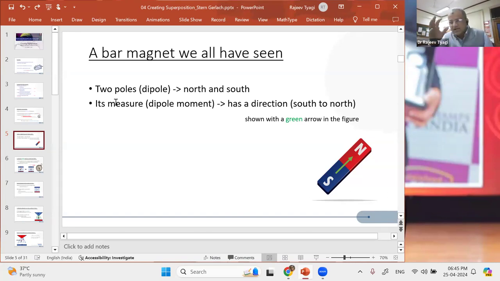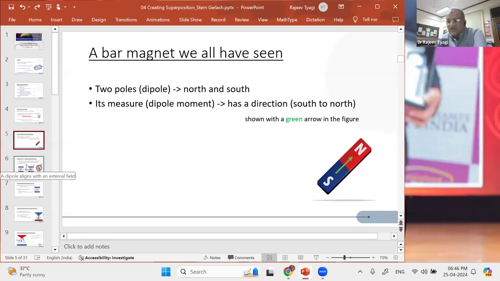So today, I won't use the word bar magnet all the time, because there are things that are not bar magnets but behave like bar magnets. Because the general word is dipole, I'll keep using the word dipole. And by dipole, I mean the dipole moment, the measure of it. So if I say strong dipole, I mean a larger value of dipole moment. This dipole has a direction, and I have shown it here with this green arrow, south to north. So magnitude is there, direction is there, two poles are there.